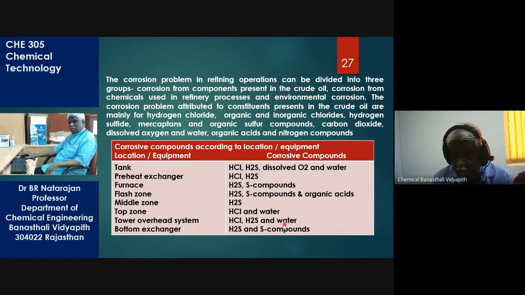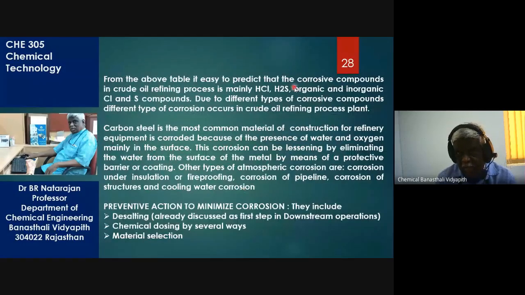And tower overhead. If you have a look at it, you will see H2S and HCl seem to be the big villains all along. Almost everywhere, HCl and H2S are playing the dirty game for corrosion. So how do we go about it? From the above table, it is H2S and HCl and other chlorine and sulfur compounds.